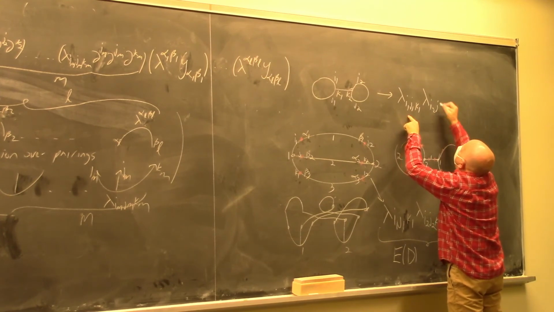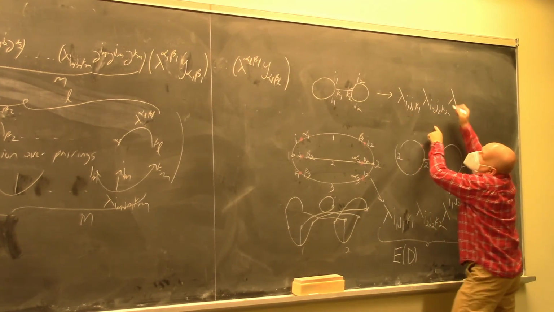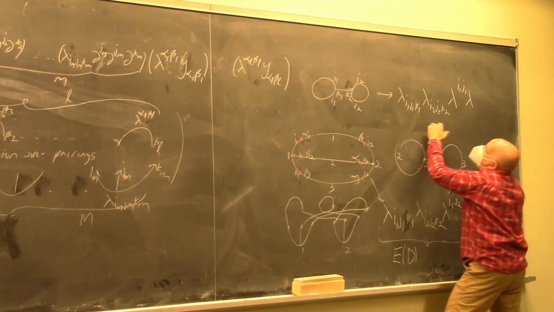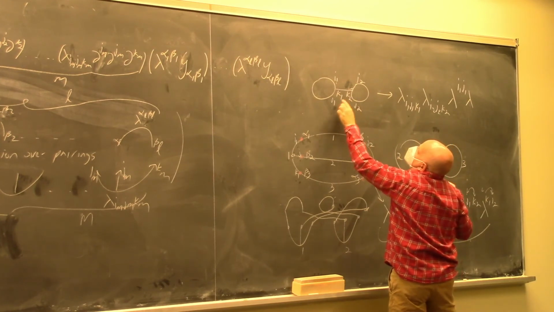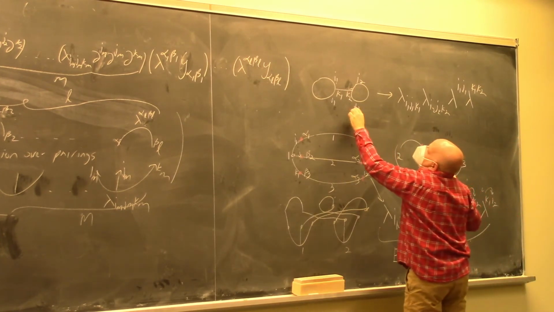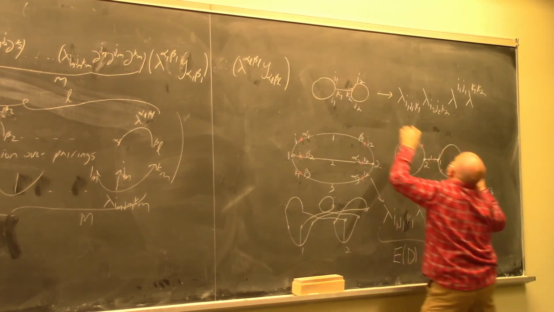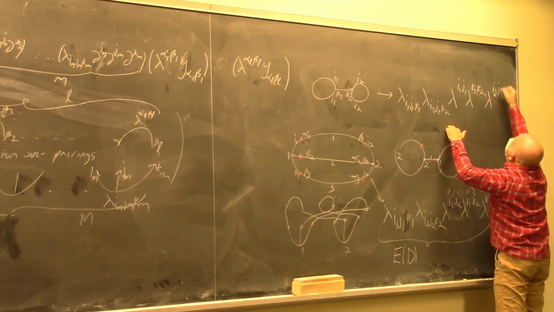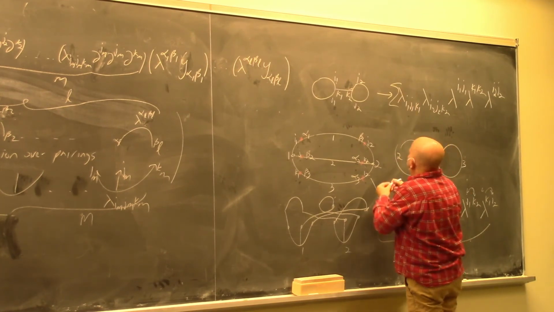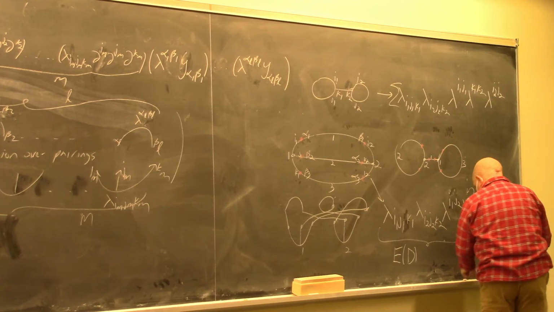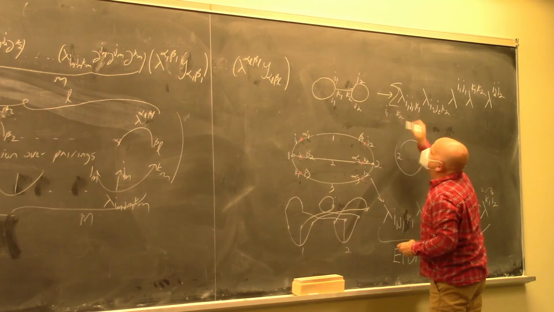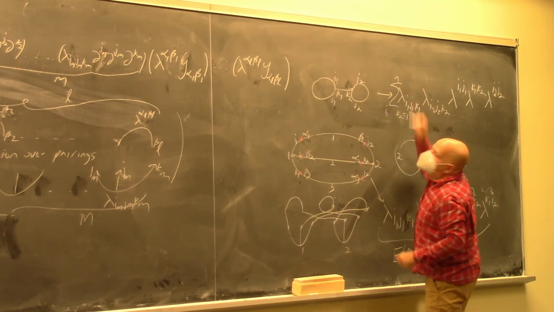lambda I1, J1, K1, lambda I2, J2, K2, upper lambda I1, J1, I1, J1, upper lambda K1, K2, and upper lambda J2, I2. Or maybe I2, J2, it doesn't matter. And of course, there is a summation here over all the variables, I1 up to K2. And all of these run from 1 to n.